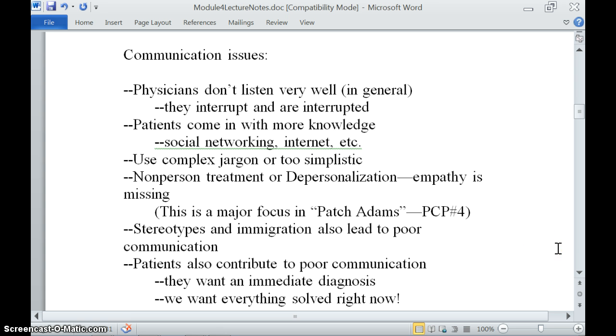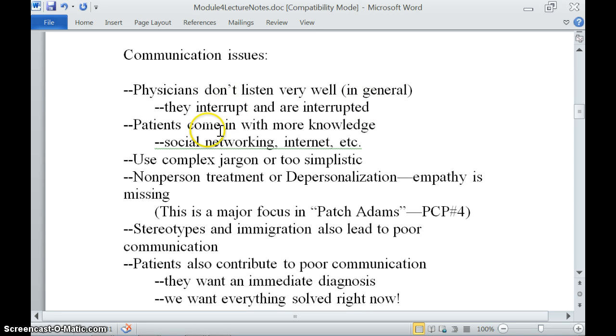Now, as far as communication, that's a big part of reading number 8 in terms of patient-provider relationships. Physicians don't listen very well in general. They interrupt and are interrupted. In fact, they're interrupted often by drug companies. I was reading somewhere where drug companies are beginning to tone down this relationship that they've attempted to create with physicians. It started to be looked at by the American Medical Association, and so that relationship is starting to wane a little bit, which I think is a good thing. So doctors can actually do their job.